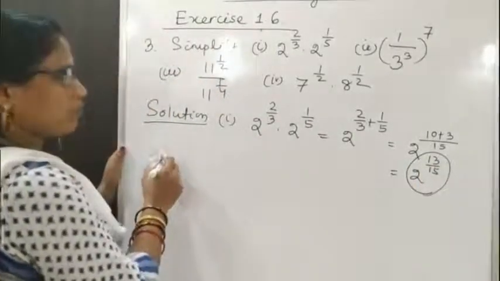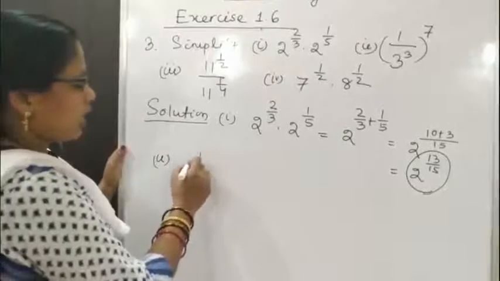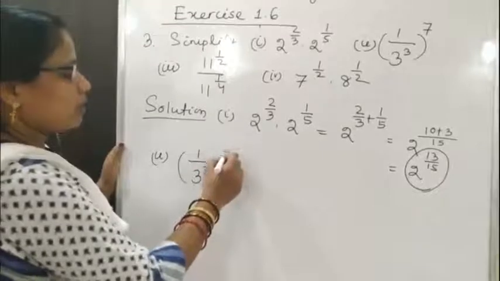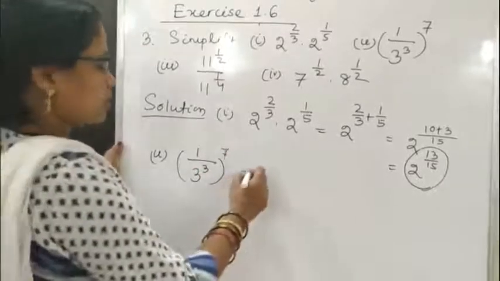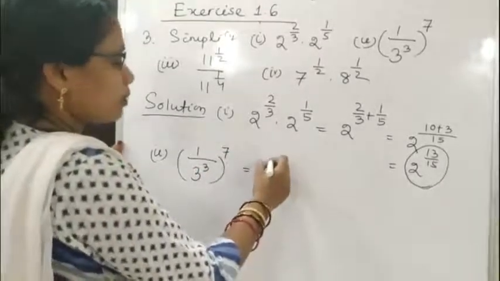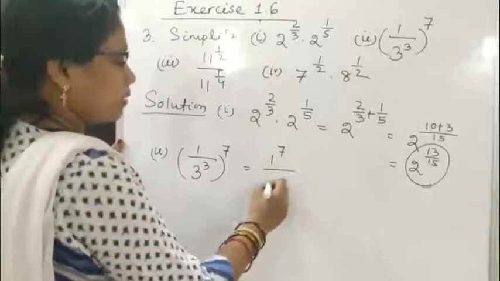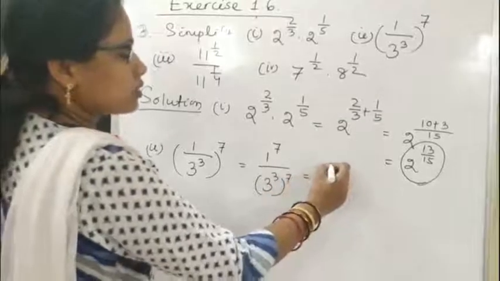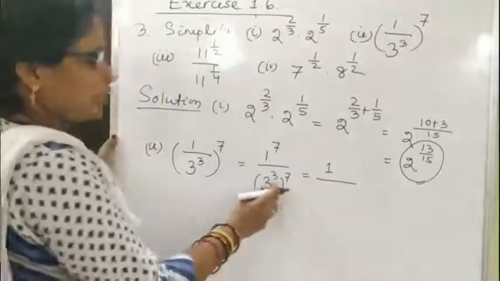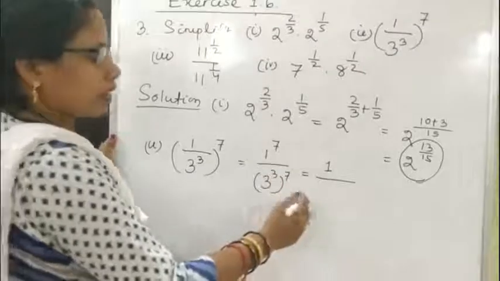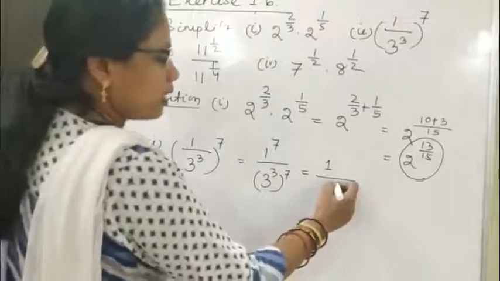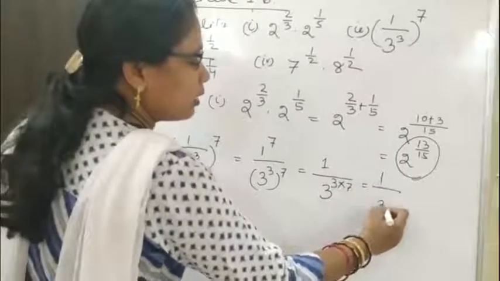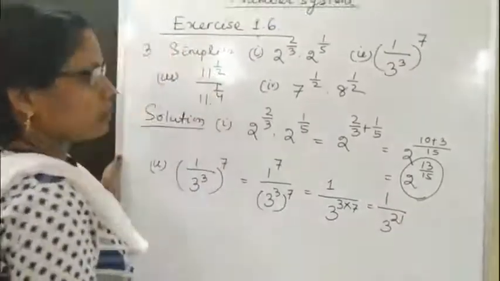Then second, that is 1 by 3 to the power 3, whole to the power 7. So this is equal to 1 to the power 7 divided by 3 to the power 3, whole to the power 7. So this is equal to 1. So a to the power m whole to the power n is equal to a to the power m into n. So this is equal to 1 by 3 to the power 21.